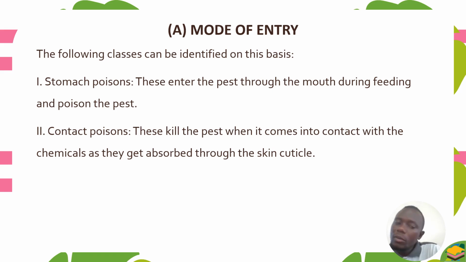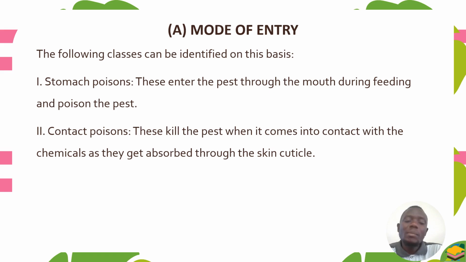On mode of entry, we've got, one, stomach poisons. These pesticides enter the pest through the mouth during feeding and poison the pest. It means they enter through the mouth and go into the stomach and poison the pest. That's why they are known as stomach poisons.